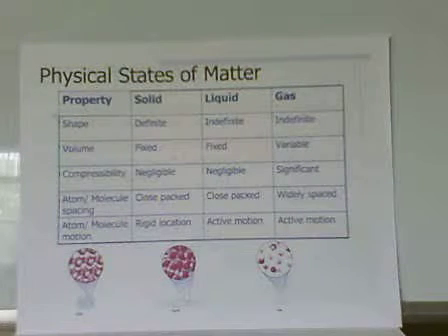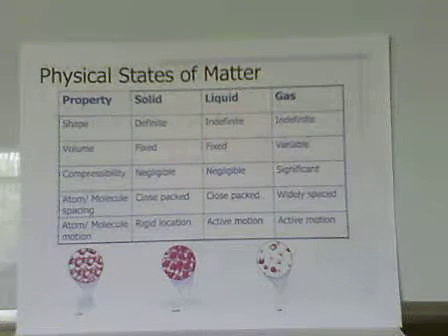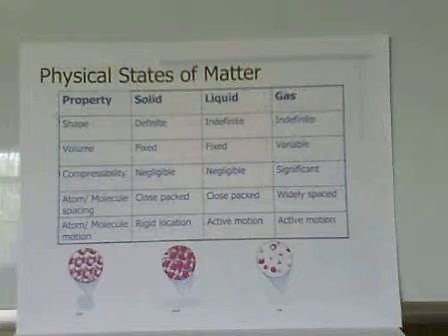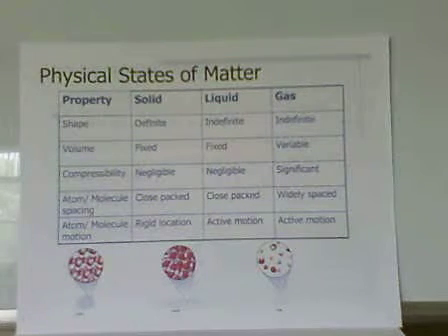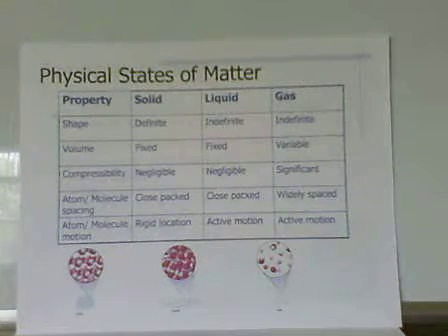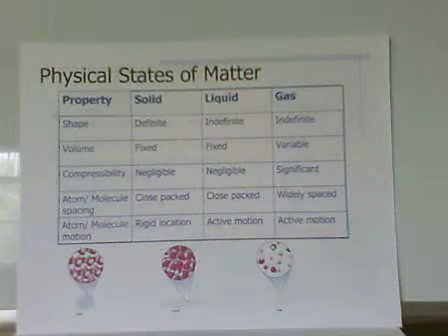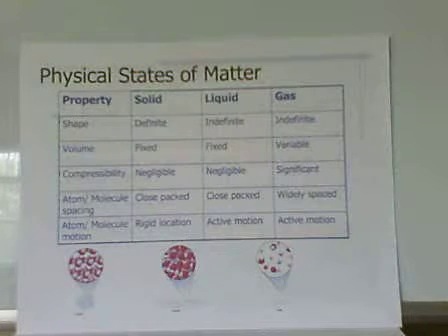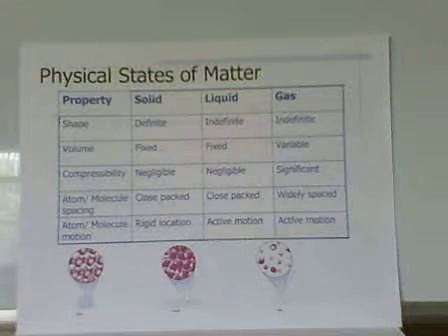And they are also in rigid location. They are in what we would say military formation. They can't move around. So that rigid location makes the shape definite. It cannot change shape because the molecules are not changing location.